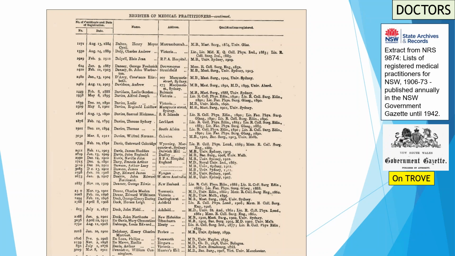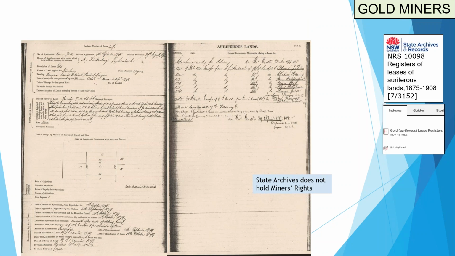Gold miners. Now, I don't want to mislead people when it comes to gold mining records. It's one of the things about the history of gold mining is that the miners' rights were given to the miners, so they are not held in government archives. And if they were to be found, it would be extremely exceptional. I don't know of one at this time.